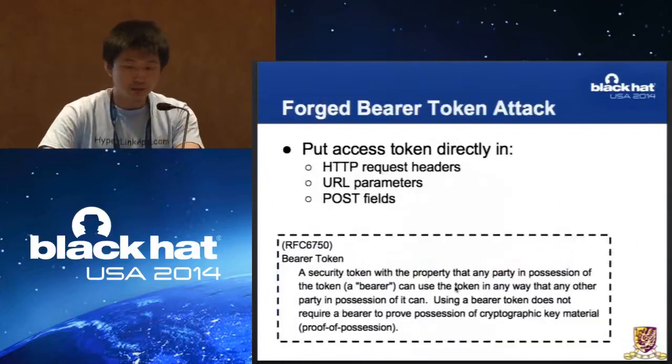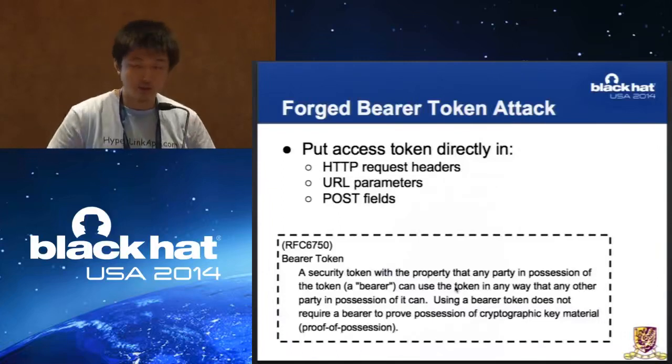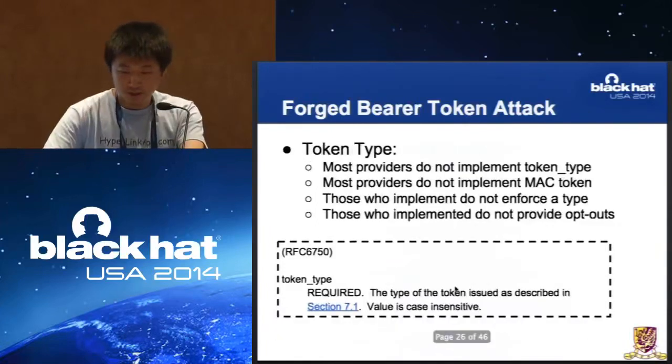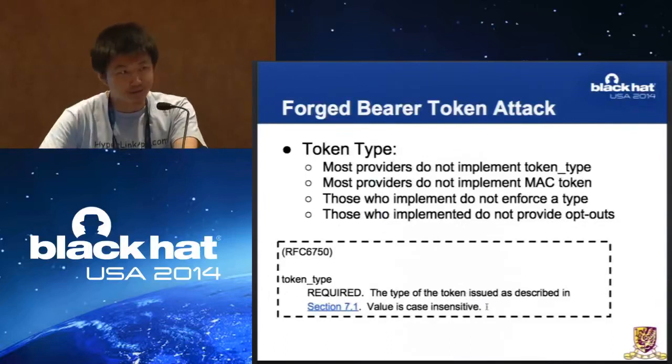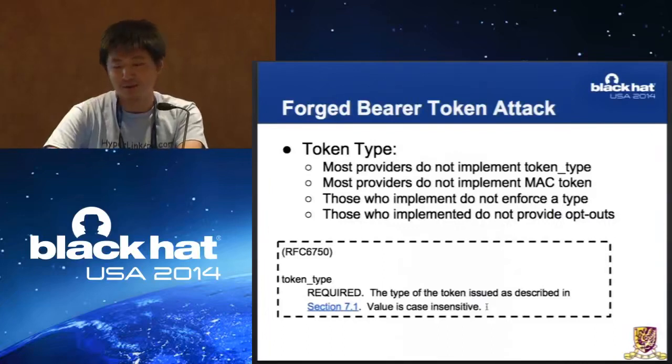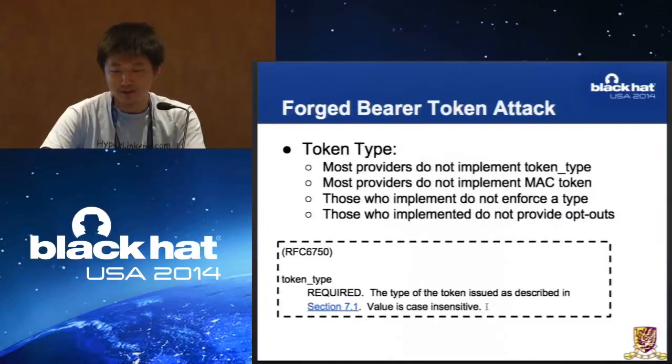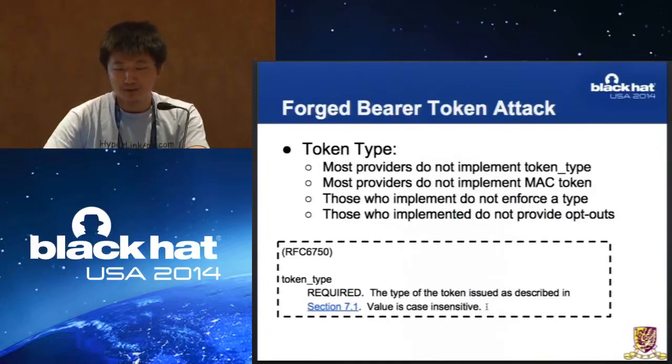Then what's the forged bearer token attack? Bearer token basically means whoever has the token, they have equal privilege. They don't verify anything else. They just look at the token. A token can be served with some parameters. And there is something defined in the OAuth standard, that is the token type. Actually, this is a required thing in the standard. However, most providers do not implement token type at all. And most providers do not implement MAC token at all. And there are a few who implement it. However, they do not enforce a type. And for those who implement it, they also do not provide any opt-outs.